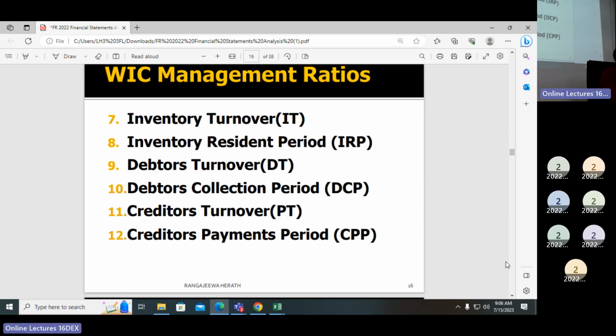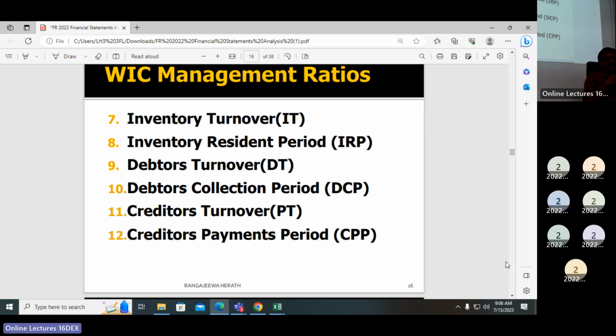Then we have working capital management ratios. The working capital management ratios measure how efficiently business manage their current asset and current liability. Managing current asset and current liability.